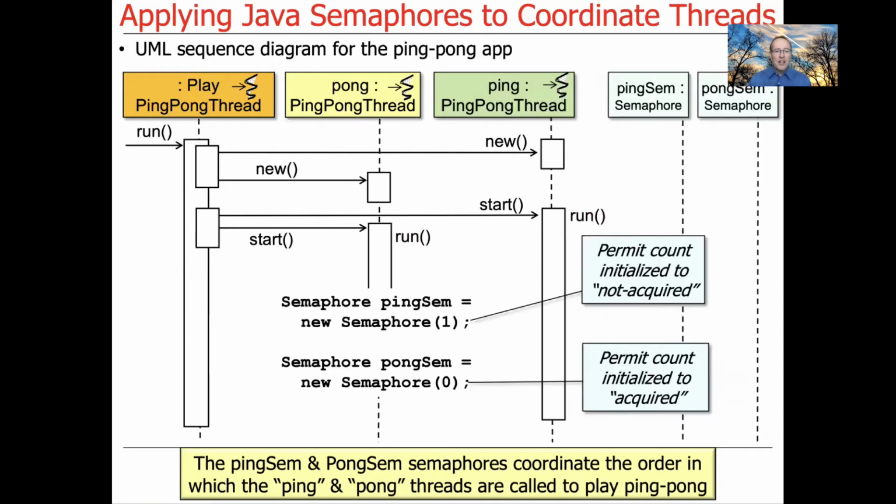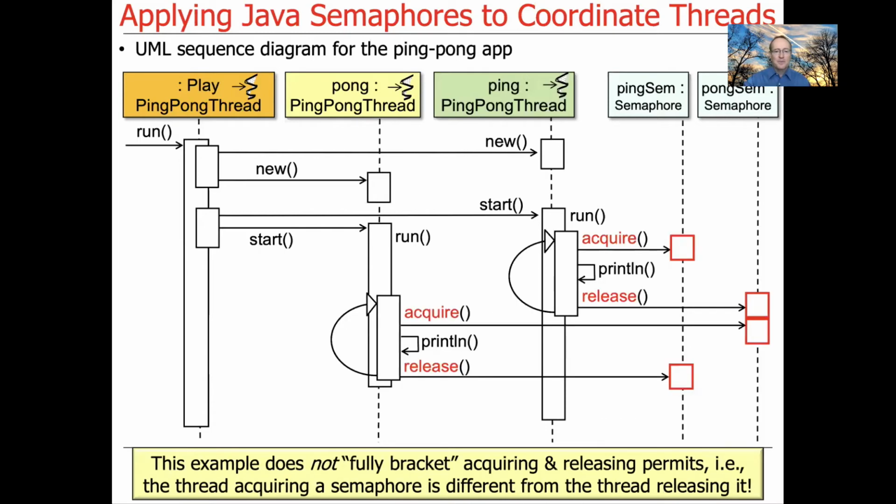Once the ping thread and the pong thread start to run, they will go ahead and alternate their behavior by using these semaphores. The way this works is that the ping semaphore starts out having an initial count, or a permit count, of 1, which means it's not acquired or it's available. And the pong semaphore starts out with an initial value of 0, which means it's locked or acquired. The way that we do this, of course, is to make sure the ping thread goes first, followed by the pong thread. That's why we initialize them the way we do.